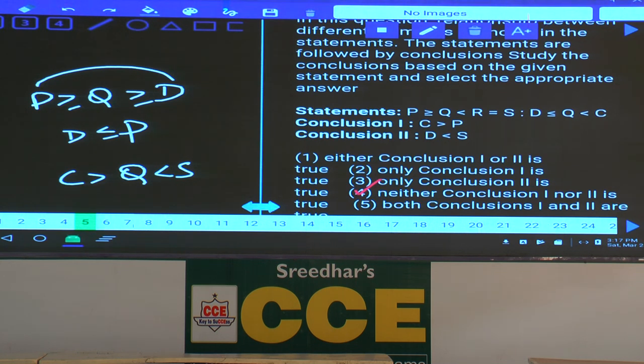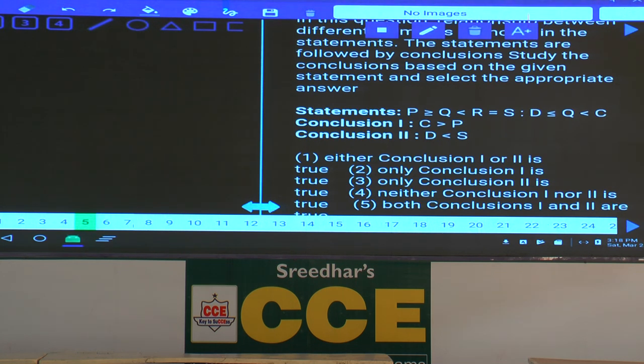Then coming to question number 5. Now in the 5th one, C and P. C is here and P is here. The letter which is common is Q is common. P greater than or equals to Q, and this Q lesser than C. Now between P and C, there are 2 opposite symbols. First conclusion cannot be drawn.